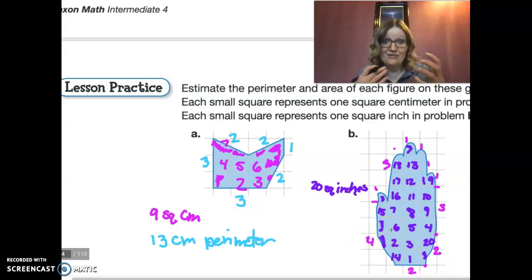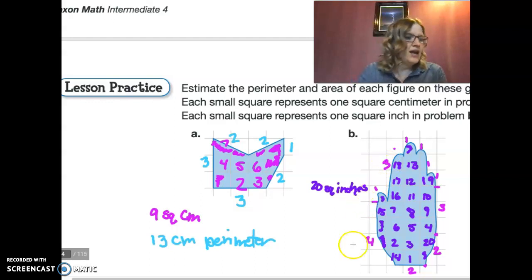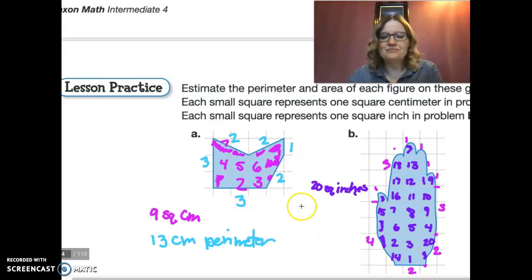Now, you may think we need to change it, and that's okay because we are estimating. And so there's not going to be a right answer, but we've got to have it close, okay? So 4 plus 2 is 6, 8, 11, 12, 13, 14, 15, 18, 19. And I have it as 19 inches, but it could be 20. So that's where we're at.